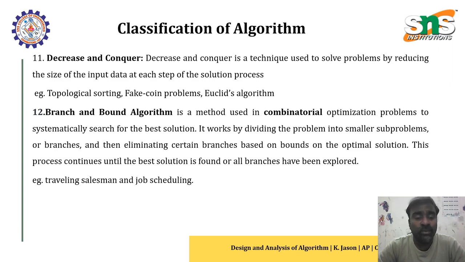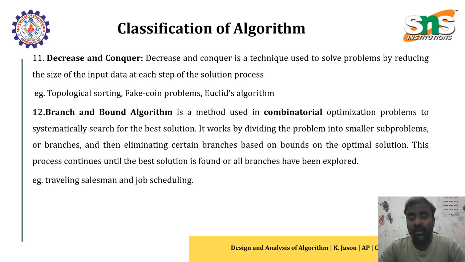What's the next one? Branch and bound. Branch and bound is another computational optimization technique. To systematically search for the best solution, it works by dividing the problem into smaller subproblems or branches, eliminating certain branches based on bounds of the optimal solution. This process continues until the best solution is found or all branches have been explored. The traveling salesman problem is an example of computational optimization.